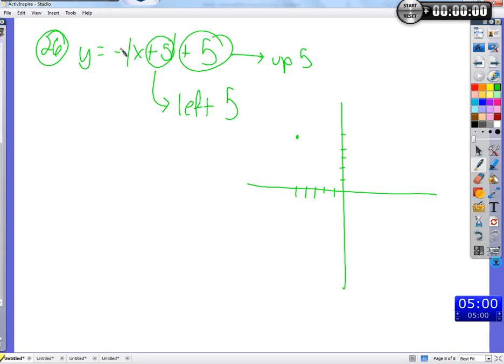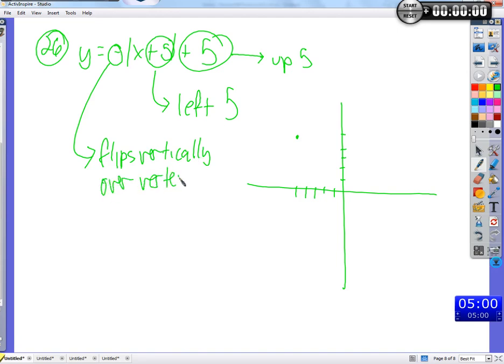Okay, but what about this negative out here? It flips it upside down. Flips it over its vertex. Flips vertically over vertex. Its vertex is right here. I'm gonna make it open down instead of up. But it's just the steepness is the same, right? The slope is similar, at least. So it'll come down 1 over 1, down 1 over 1, down 1 over 1, go right through the origin there. And comes down 5 and over 5, and go right through there. Anything else?